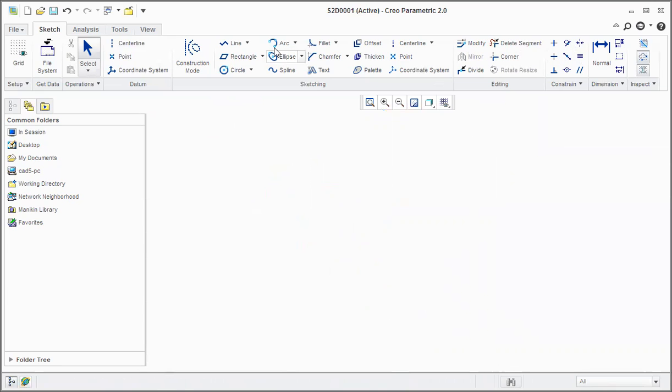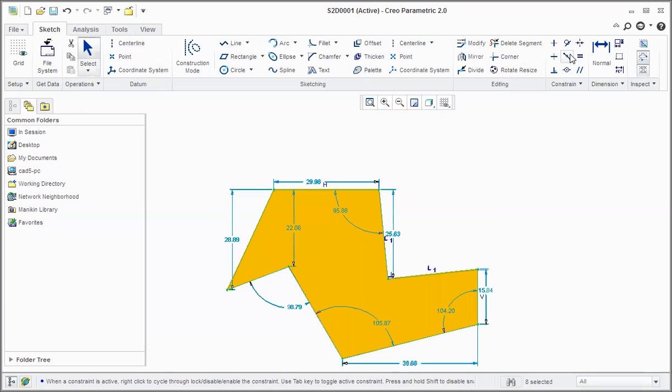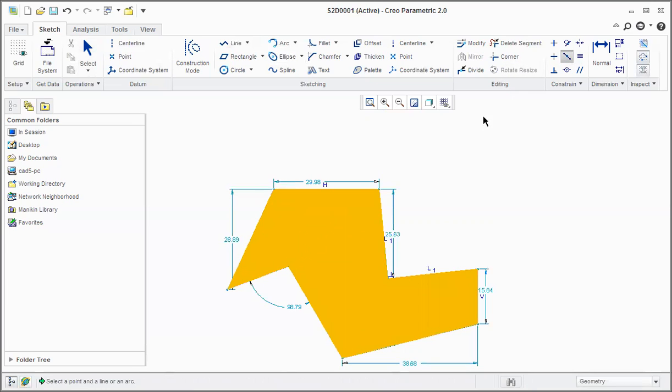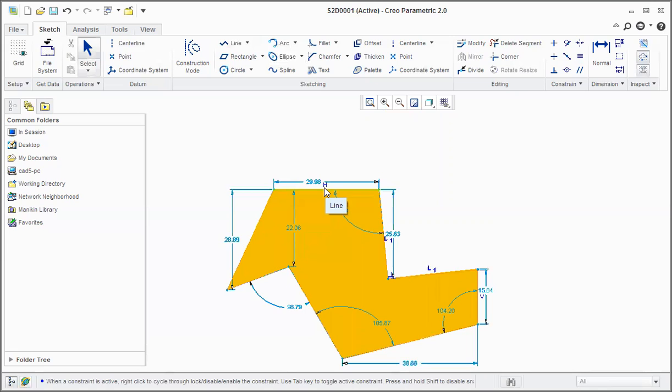After that, the next one is midpoint. This is the constraint which is used to highlight the midpoint of this line. Just click on that, then click on the next line, so it indicates the midpoint. So if we use this midpoint constraint, it is used to find the midpoint of our line.